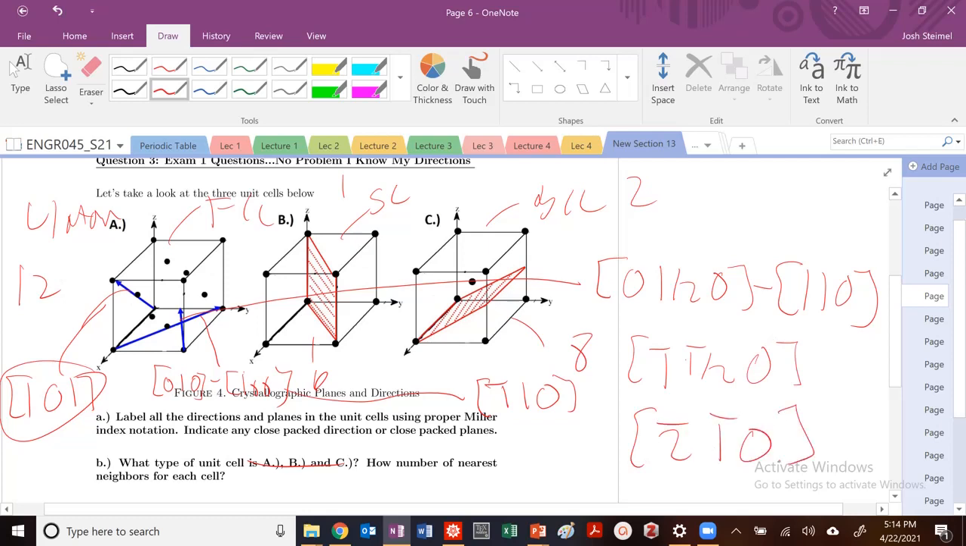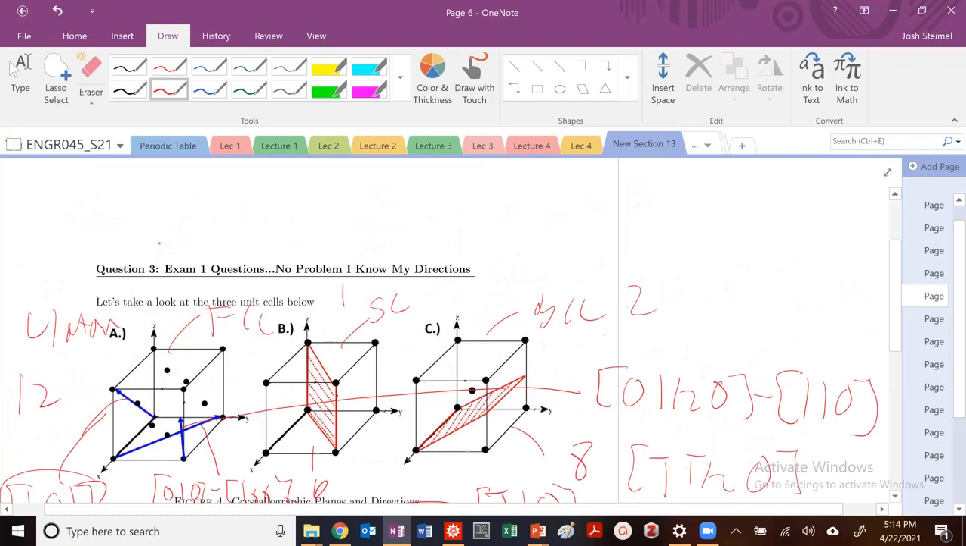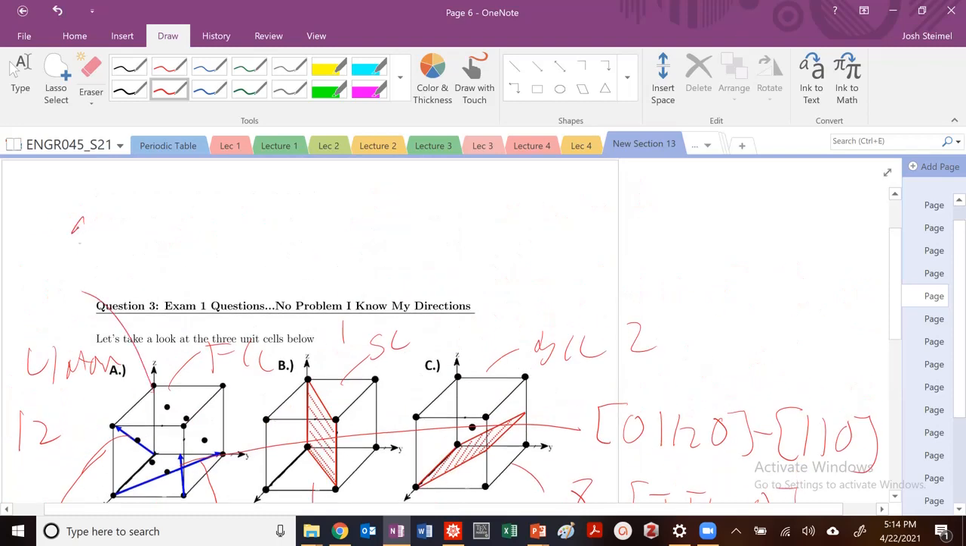That's it. So it also says to indicate any close-packed directions or close-packed planes. Well, we know for FCC that our close-packed planes are {1, 1, 1}. My close-packed directions are <1, 1, 0>. For simple cubic, we know that there are no close-packed planes, but we have close-packed directions. That's going to be <1, 0, 0>. For BCC, no close-packed planes here, but we do have close-packed directions, and that is going to be <1, 1, 1>.